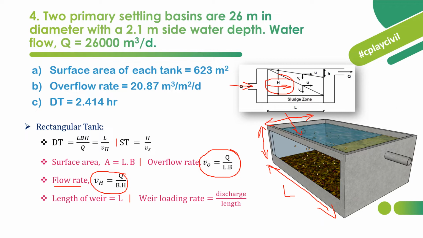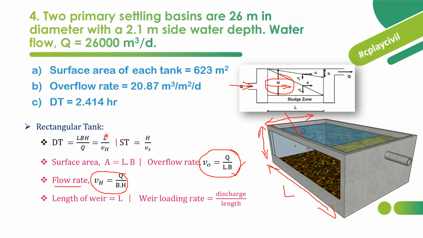This is the length of the rectangular tank, and when we are considering the overflow rate or surface loading rate, that is V naught, that is equal to Q by L into B. L into B is the surface area. So when we have to find the surface loading rate, then we have to consider the surface area, that is L into B. We should be careful when we are using the area of the rectangular tank when we are finding the rate, that is the velocity.